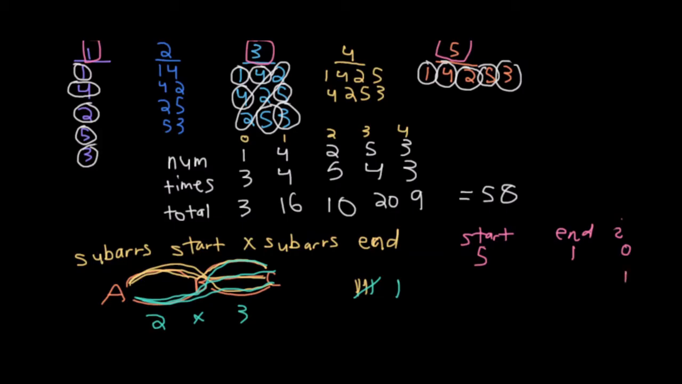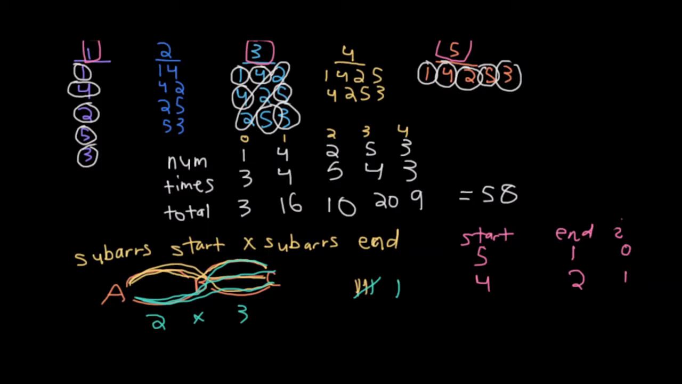When I is 1, if I'm looking at index 1, how many subarrays start with 1? The answer is 4. There's 1, 2; 1, 2, 3; 1, 2, 3, 4; and just 1. And if I look at how many end there, I have 2 choices. It could be 0, 1, or just 1.